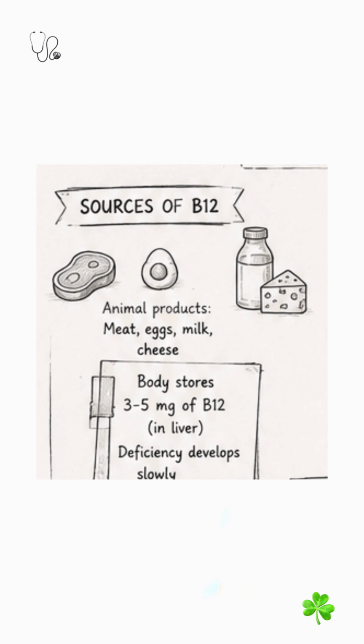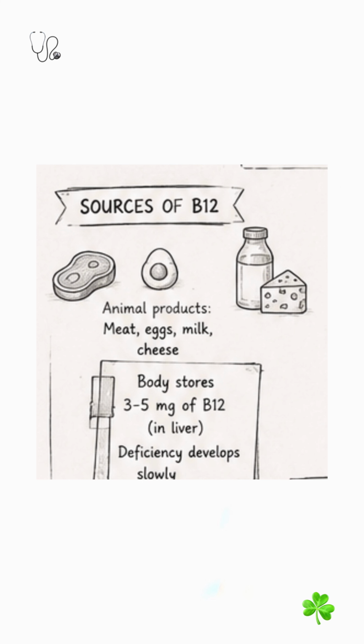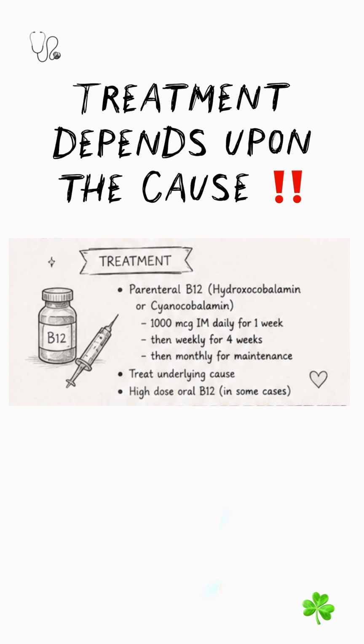The sources of vitamin B12 are animal products, normally like meat, eggs, milk, cheese, and the body has a good amount of vitamin B12 stored, almost 3 to 5 milligrams, so its deficiency develops very slowly. So treatment depends upon the cause.